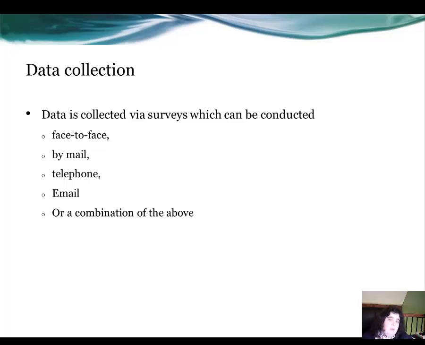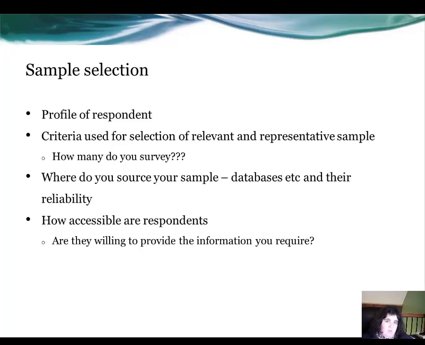So once we know the method that we're adopting, let's say email surveys, now we need to find out our sample. So we need to do a profile of our respondent. What type of people do we want to research? Do we want to research males only or females? Or do we want to survey only people who come from Donegal or from the west of Ireland? So you need to again consider and break down your profile of the respondent you want to sample.